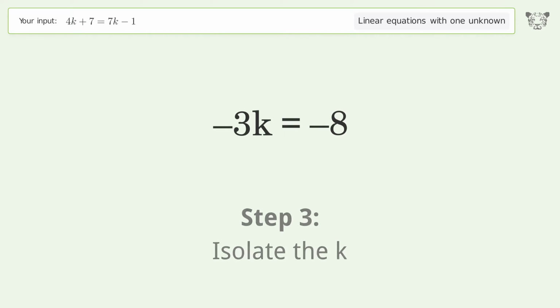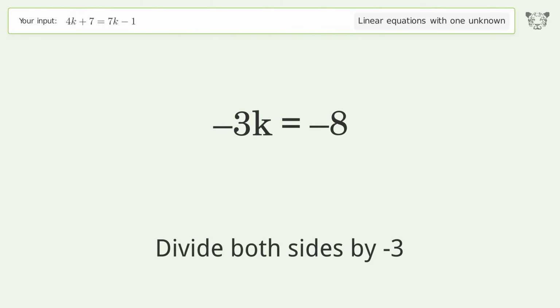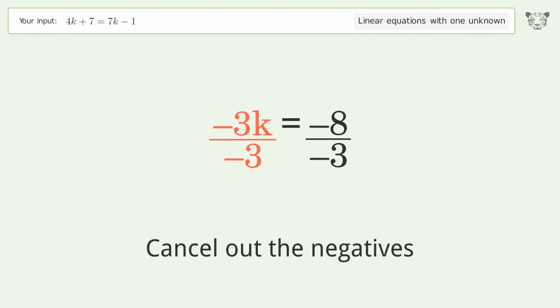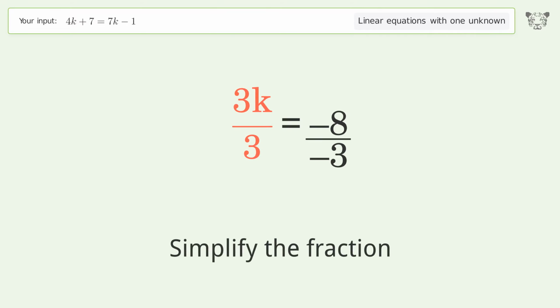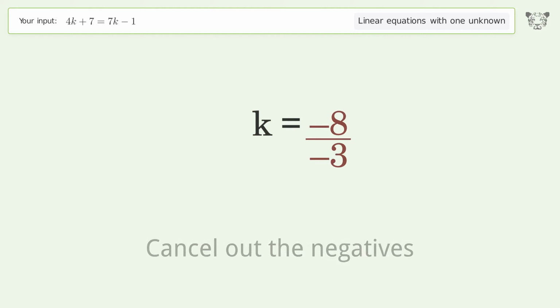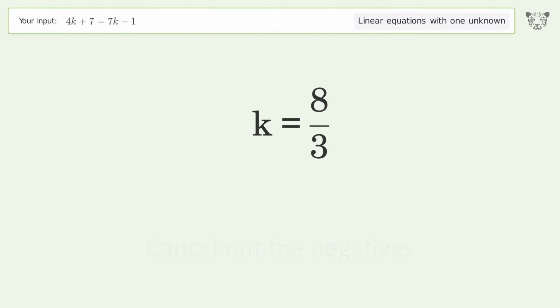Isolate the k. Divide both sides by -3. Cancel out the negatives. Simplify the fraction. Cancel out the negatives. And so the final result is k equals 8/3.